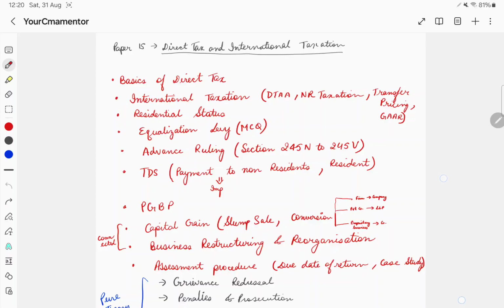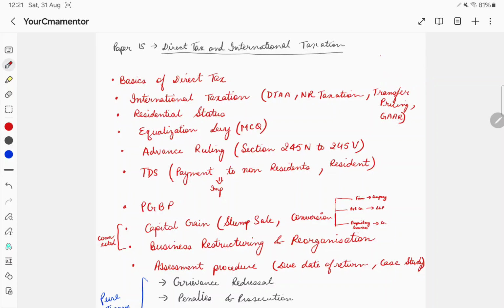So you are basically aware that direct tax consists of two sections, that is A and B. Section A consists of the direct tax portion and section B is international taxation. Section A has almost 60% weightage and section B has 40% weightage. Okay, you're very well aware of these things.